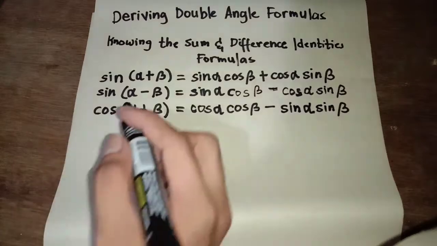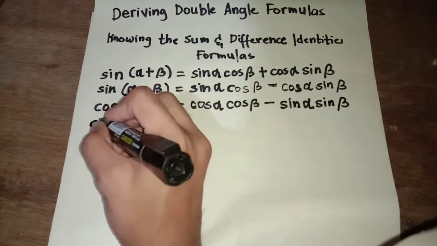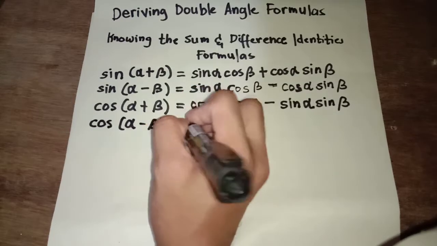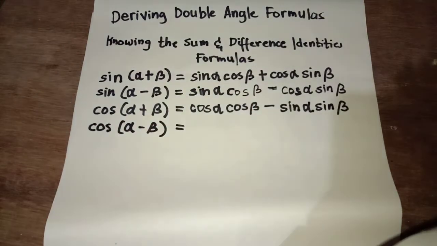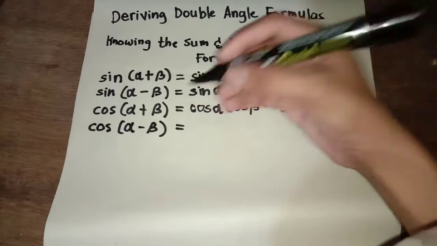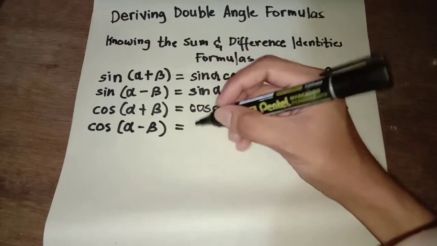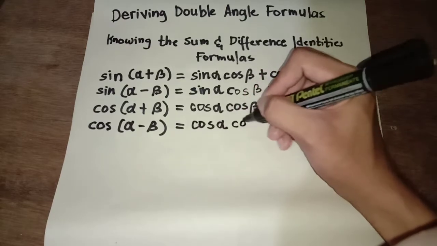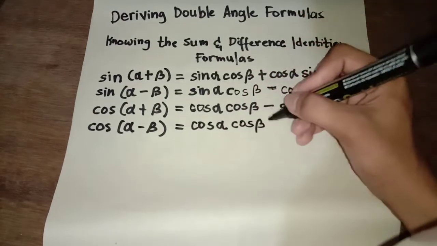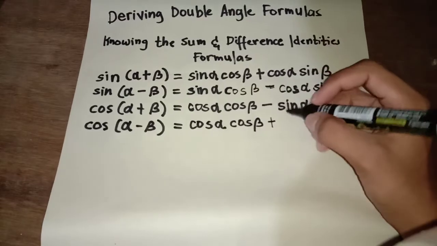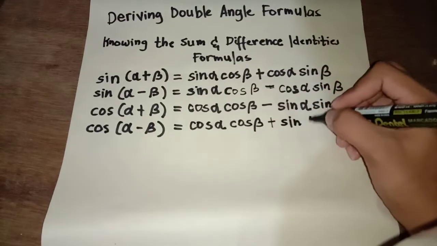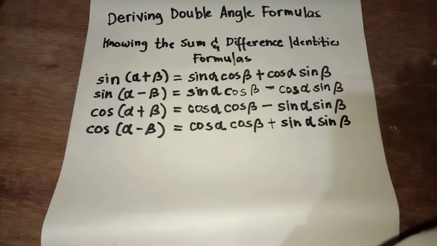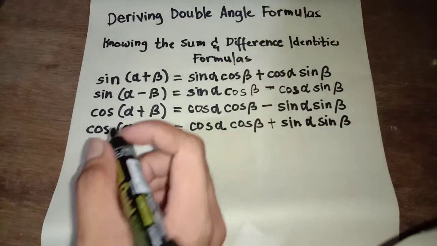Now for the difference identity for cosine, alpha minus beta, it is just the same, we just change the operation, that is cosine alpha cosine beta, and then plus sine alpha sine beta.